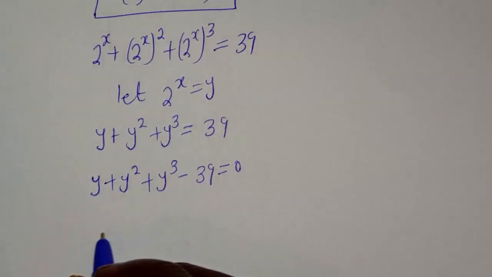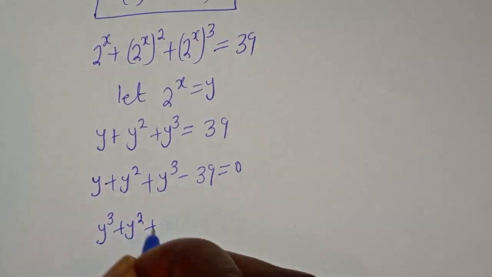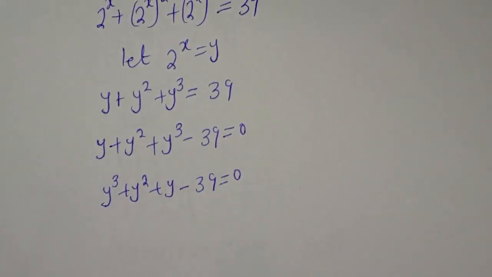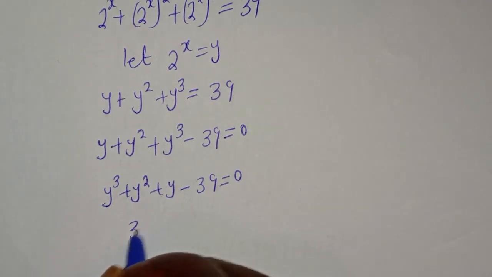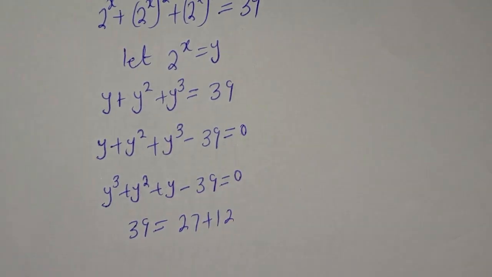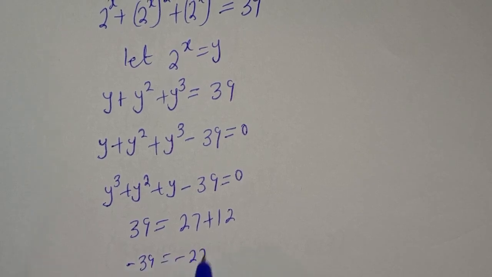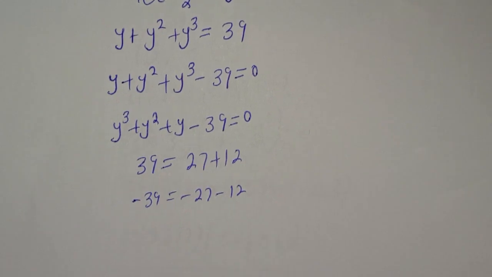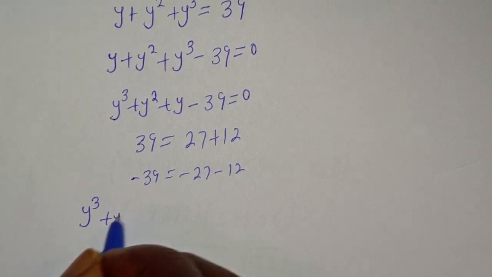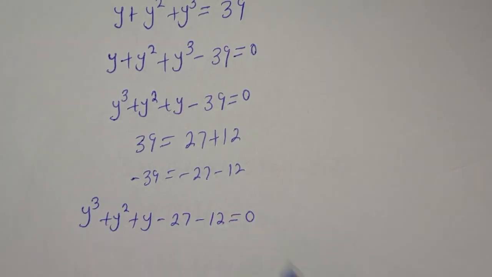Let's rearrange this. This is y raised to power 3 plus y squared plus y minus 39 equal to 0. Now 39 is 27 plus 12. Then minus 39 is equal to minus 27 minus 12. Let's substitute. We have y raised to power 3 plus y squared plus y minus 27 minus 12 equal to 0.